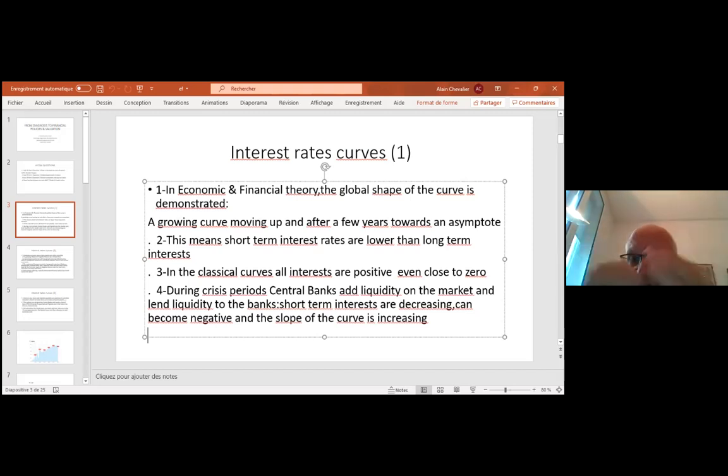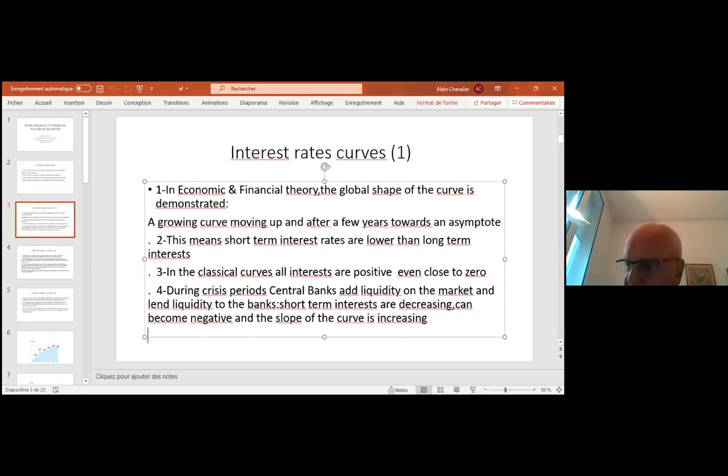The situation right now, the situation we have known for the last 2 years, is very different, and it is really an exception in financial history, and you should think about that. Central banks had liquidity, and they had added more liquidity than ever on the markets and to the banks. And short-term interests decreased and became negative in some cases, even if the slope of the curve is still increasing.